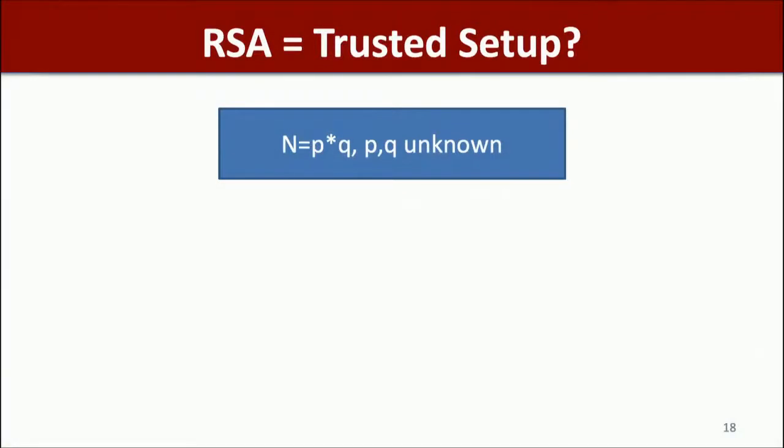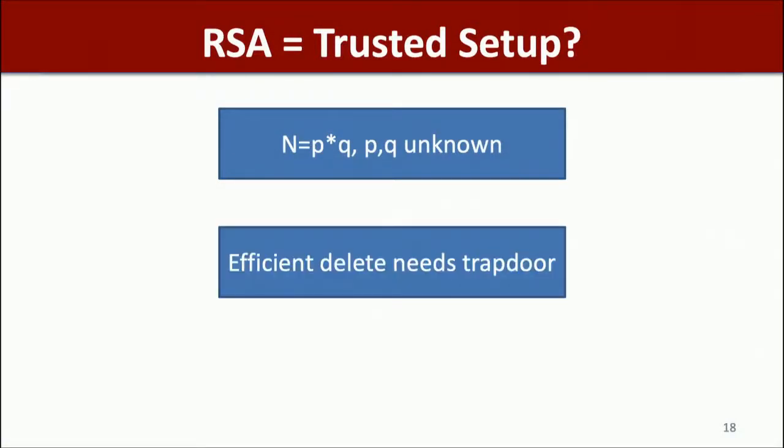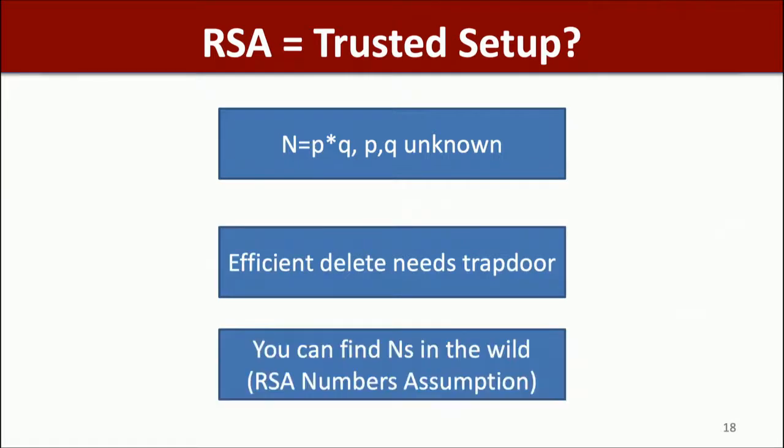And there's even some aggregation that you can do across blocks. But the second problem that I'm going to talk about is this trusted setup. So I need this n, which has these unknown factors, p and q. And efficient delete actually needs a trapdoor. And you can find some n's in the wild where no one probably knows this factorization.